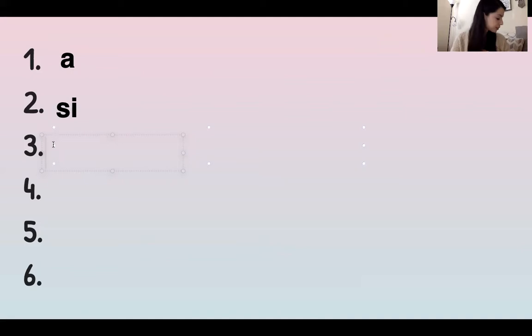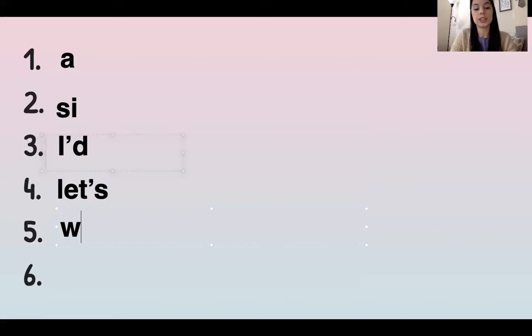S-I. 3 was the word I'd. It is I would, so I apostrophe D. I'd. And remember that I does need to be capitalized because I is a person. It is me. It is you. I'd. Let's. It is let us. So let apostrophe S for us. Let's. Wouldn't. We have the word would, which is W-O-U-L-D. And then we have n't, which is really the word not. So we have N apostrophe T.